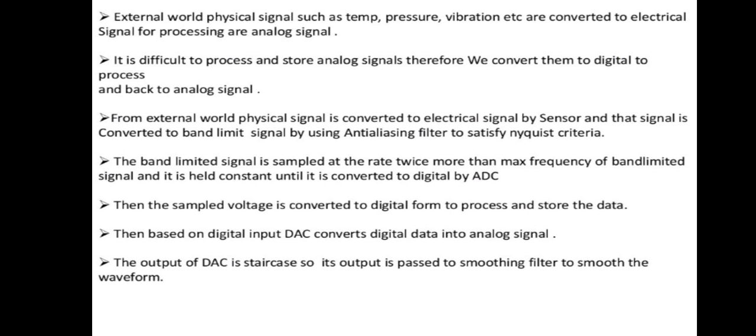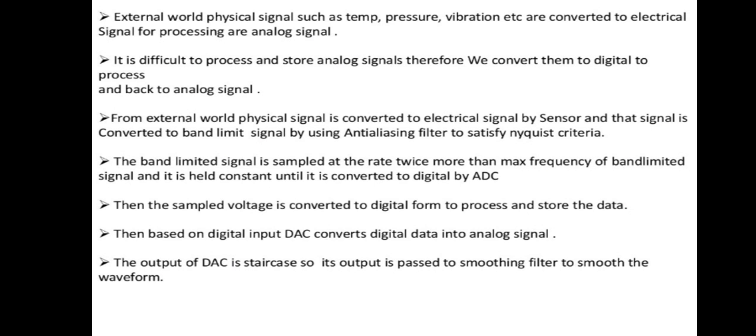From the external world, the physical signal is converted to an electrical signal by the sensor, and that signal is converted to a band-limited signal by using an anti-aliasing filter to satisfy the Nyquist criteria. The band-limited signal is sampled at a rate at least twice the max frequency of the band-limited signal, and it is held constant until it is converted to digital by the ADC. Then the sampled voltage is converted to digital form to process and store the data.